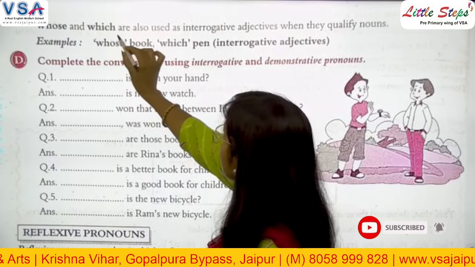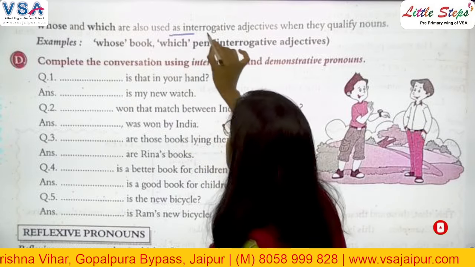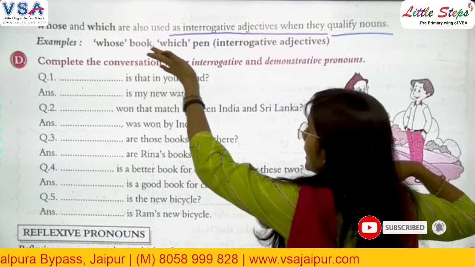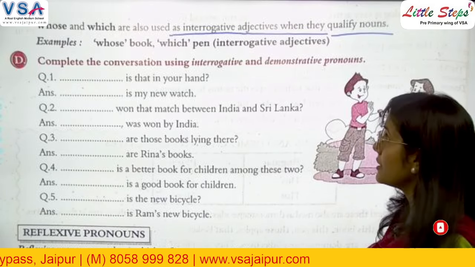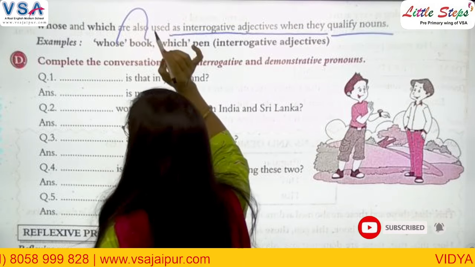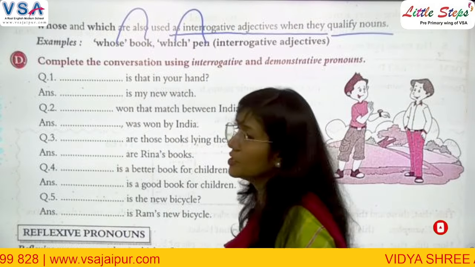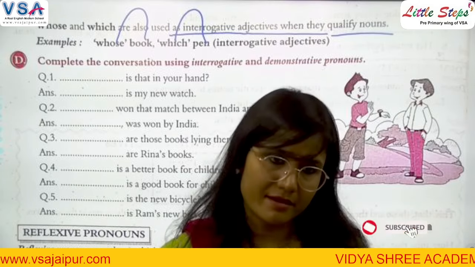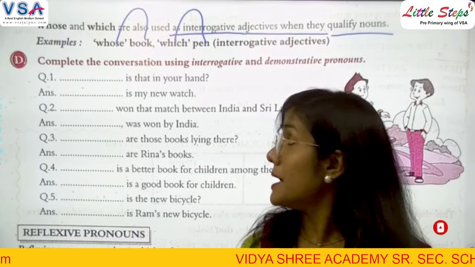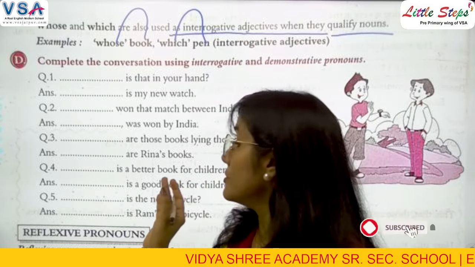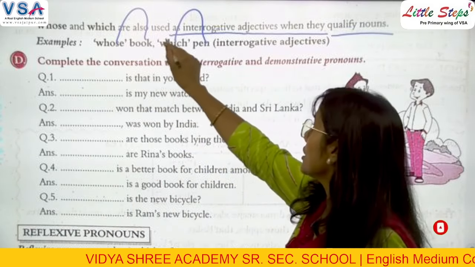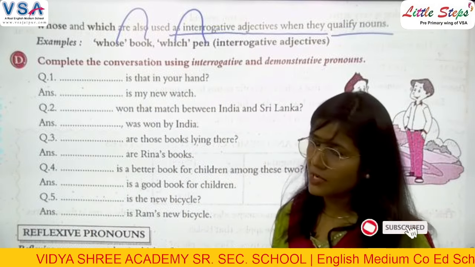Whose or which are used as interrogative adjectives when they qualify nouns. whose और which आपका interrogative adjective के लिए भी यूज किया जाता है. But here also one condition is there. whose के साथ हमेशा noun आएगी, which के साथ भी noun होगी. Whose book and whose pen, we can use as an adjective also, but here whose के साथ आपका noun होगा और which के साथ भी आपका noun होगा.